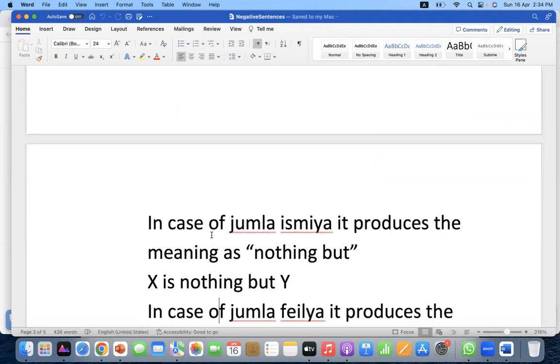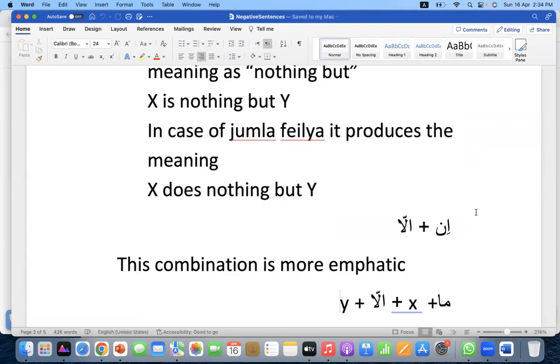If you take a jumla ismiya, for example, you will have ma, and an ism here, which will be mubtada, X, then you will have illa, then again ism Y. So how will you translate this? You will say X is nothing but Y. And the same is the case of in.